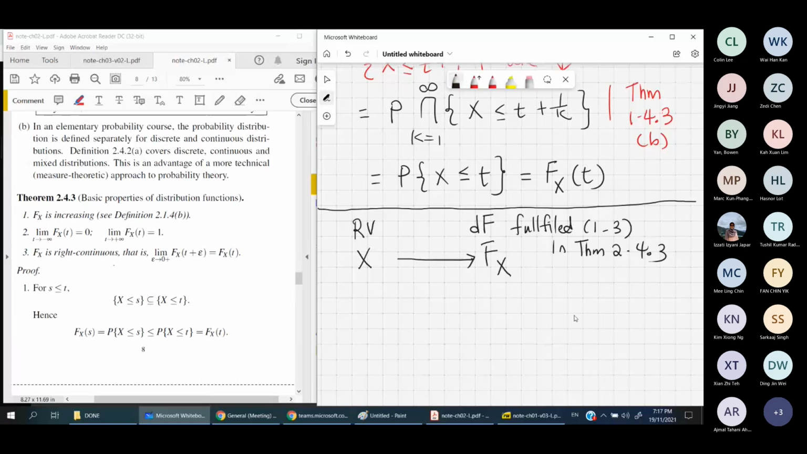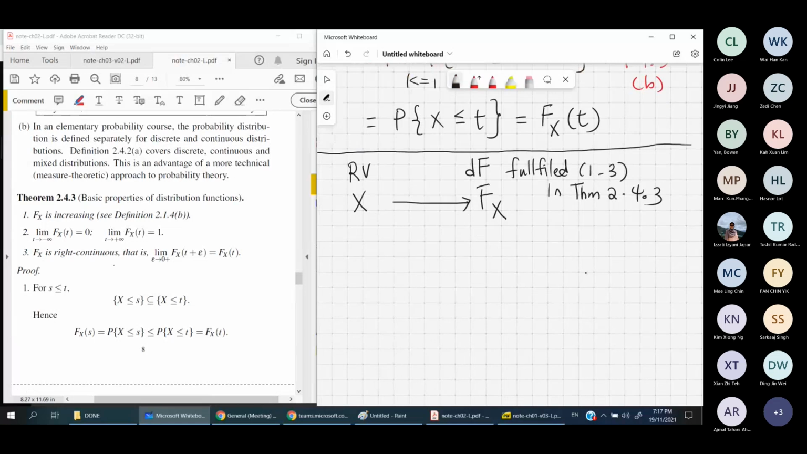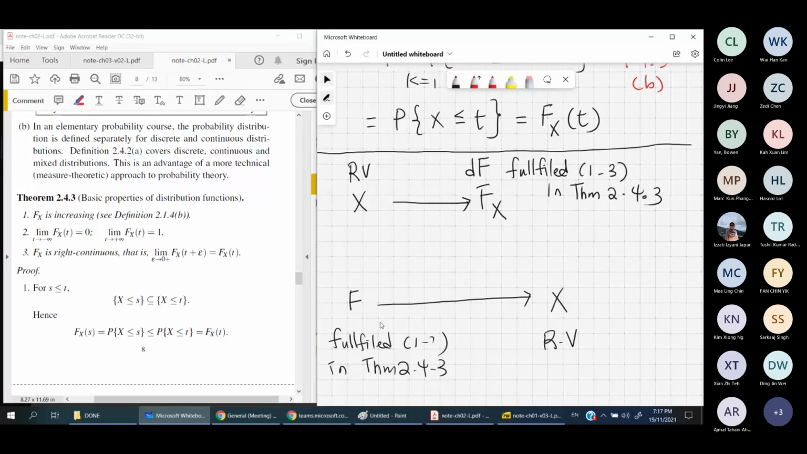Now, the reverse process is also true. Supposing we are given an F, and we only know that this F fulfills properties 1 to 3 in theorem 2.4.3. In fact, we can use it to construct an X, and it can be verified that this X must be a random variable. It's like if we have an X, we can use it to construct a distribution function which fulfills the three properties. The other way around, if we have a function which fulfills the three properties in theorem 2.4.3, we can use this F to construct a random variable.